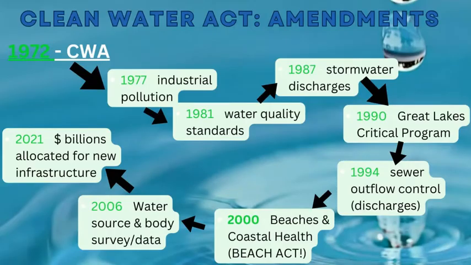So since 1972, since the inception of the CWA, or the Clean Water Act, there have been various amendments between 72 and the most recent 2021. Now the first one was in 1977, which looked at focusing on industrial pollution and stricter laws on pollutants and what factories and industries can do and dump into any water source.